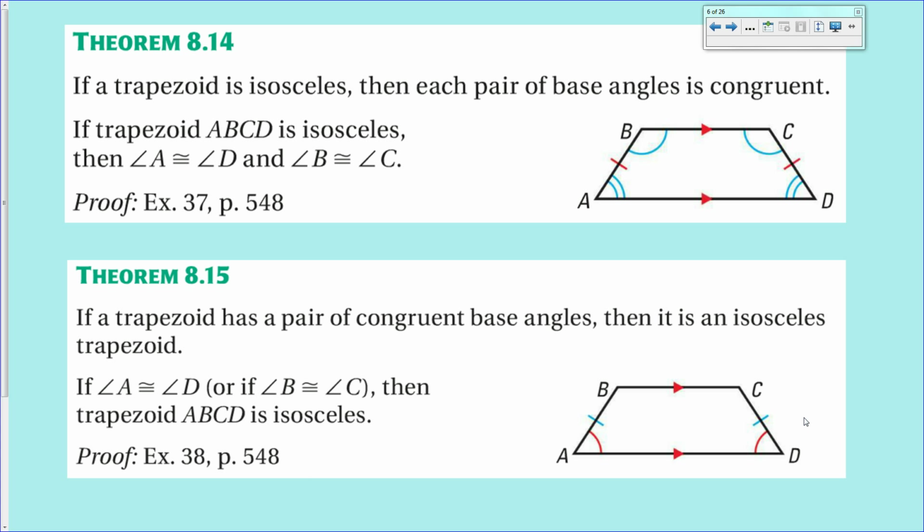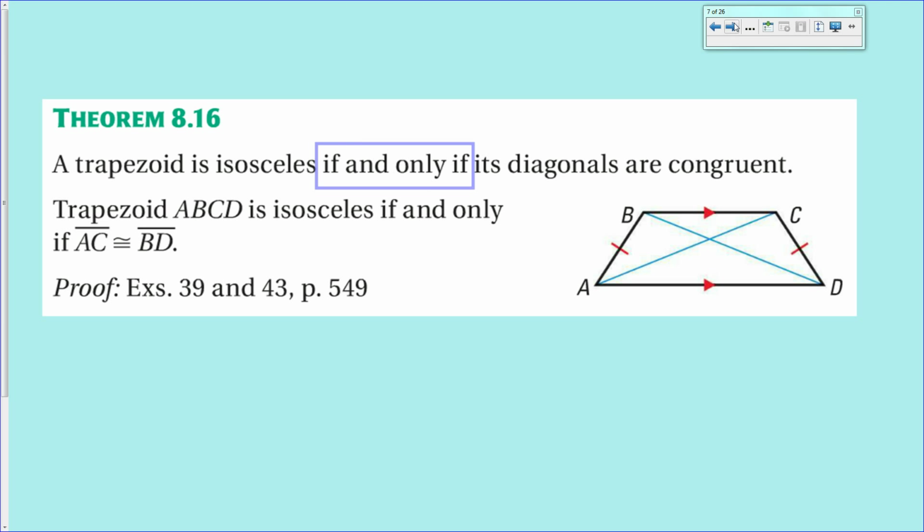Please, please, please use these correctly. Make sure that you understand which direction these flow. This one is going forwards in the conditional way. This one's going backwards in the converse way. And then to complicate things a little bit further, then we have theorem 8.16, which is very important. You're probably going to use it more, and it is an if and only if, a biconditional. So this one works both directions.